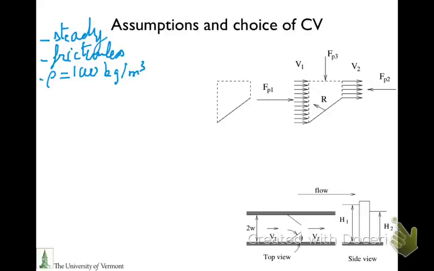The control volume is outlined here, and I am going to name those surfaces by their normal. This is surface 1, 2, 3. So remember, the normal is always pointing outward, okay? And that's surface 4.